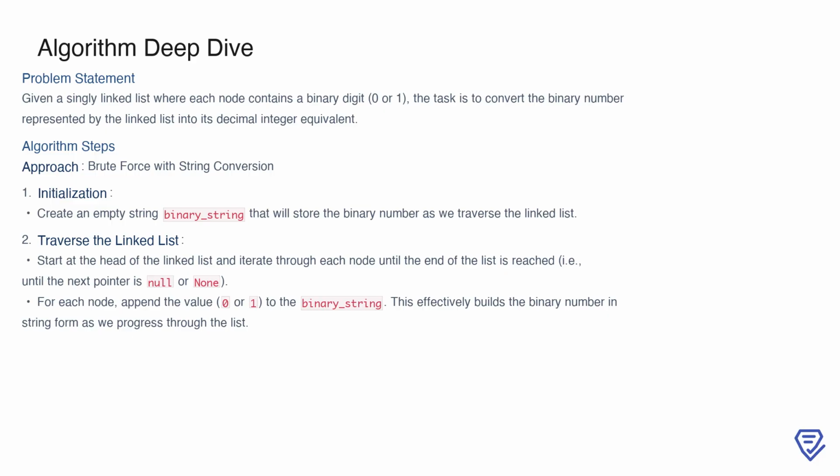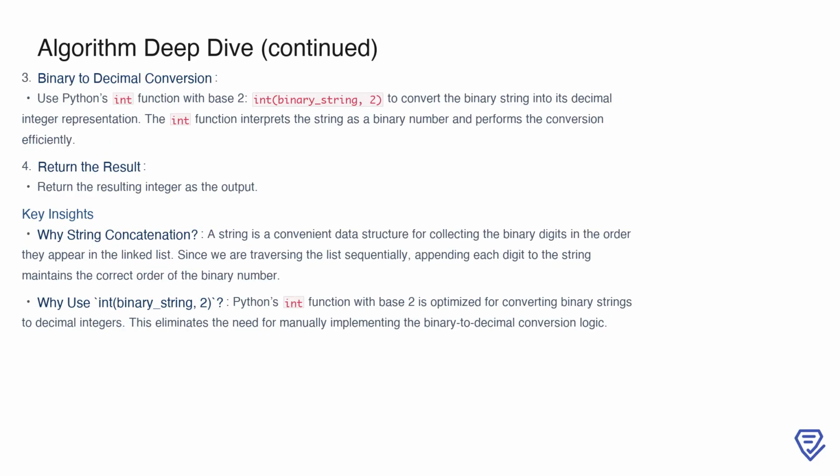Next, we iterate through the linked list, starting from the head node and continuing until we reach the end of the list. For each node, we take its value, which will be either 0 or 1, and append it to the binary_string. This process effectively builds the binary number as a string while maintaining the correct order of digits from the linked list.